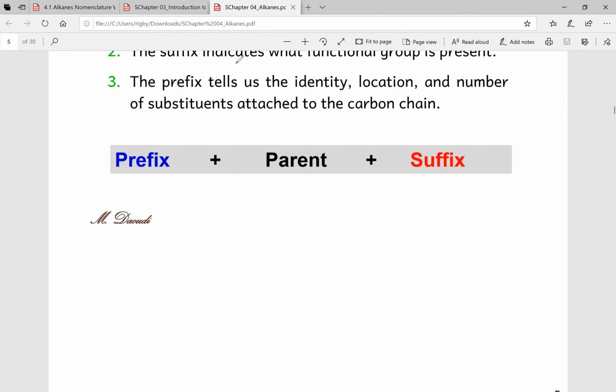Here, what's important is there are 3 parts to the name: the prefix, the parent name, and the suffix. Right now, we're not going to be talking so much about the suffix. Just recall that when we talk about alcohols, usually we'll be changing the suffix. Like when I said ethanol or propanol, hexanol, we're changing the suffix. But right now, we're going to be focusing more on the parent name and the prefix. The parent name just means the longest continuous carbon chain in a molecule. So let's say we had this guy here.